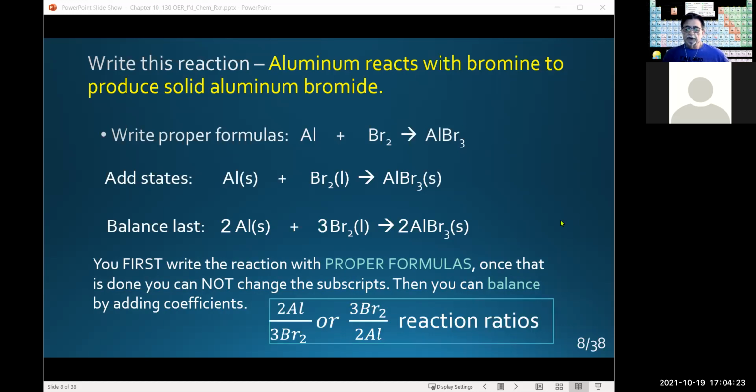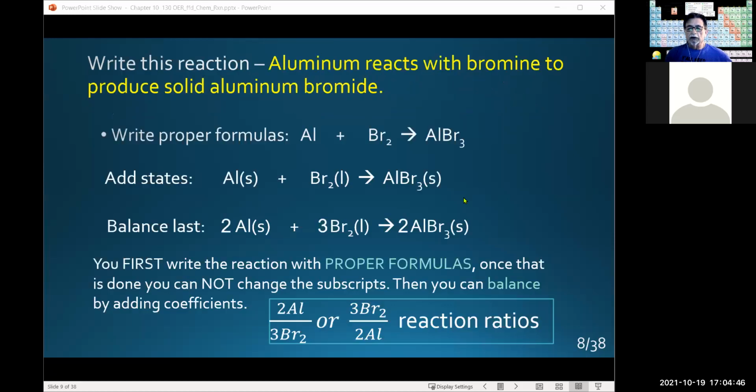Here's that ratio I just spoke about between the aluminum and bromine. Don't disregard the other ratios, because remember, for this little equation here, you got a total of 6 possible ratios.